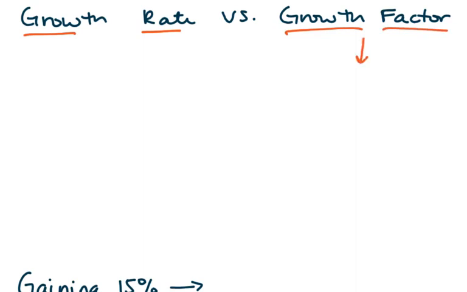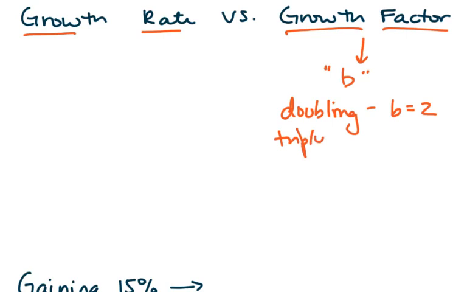So the growth factor, that's B in the equation. I'll make that a lowercase b. It's what we were talking about. So if something is doubling, then B is 2. If it's tripling, then B is 3, and we just plug those in, right? Whatever it's multiplying by. But if you're given a percent, that's where things change.